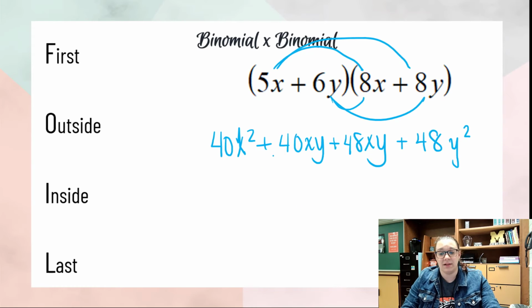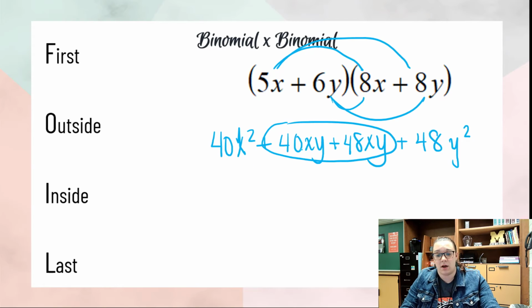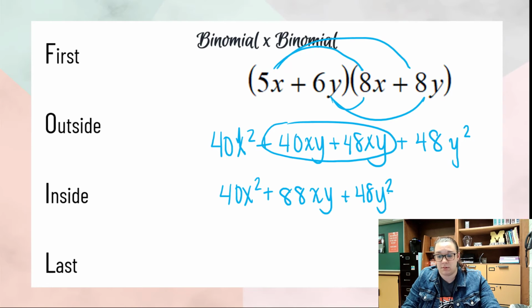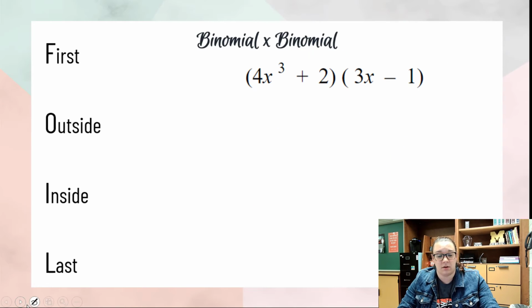Lastly, combine your like terms. 40 plus 48 is 88xy. And I can drop down the rest around it. That's it. All right, we have one more to try here. 4x cubed, actually we have two more. 4x cubed plus 2 times 3x minus 1. So we've got exponents going on here.